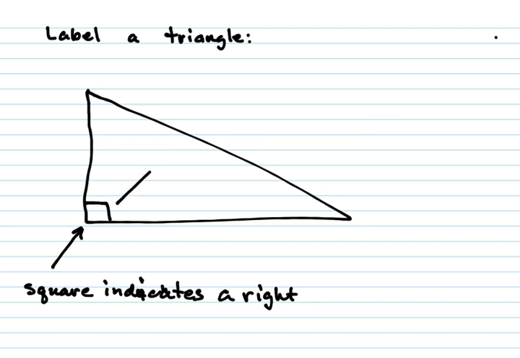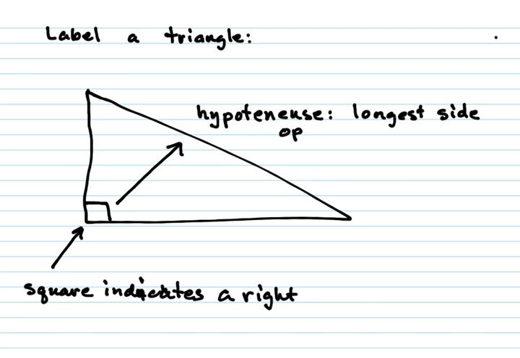Then, we'll talk about the measurements of the sides. The side straight across from the right angle is called the hypotenuse. And it's the longest side, and it's always opposite the right angle.